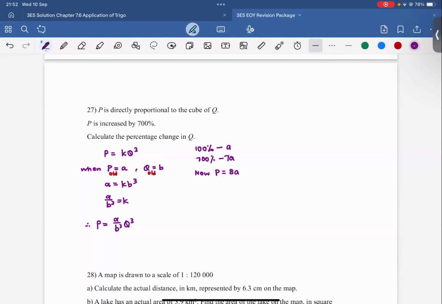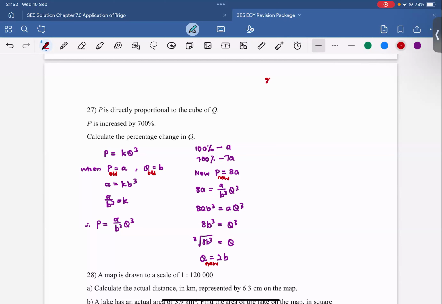What do I do? I put back into the equation. What do I do? I solve for my Q. Divide by A, cube root. Cube root AB cube is actually 2B. So this is my new P. This is my new Q.